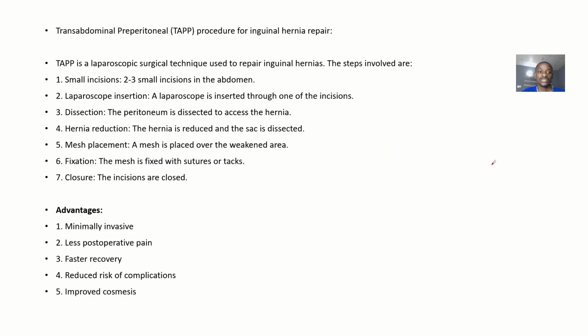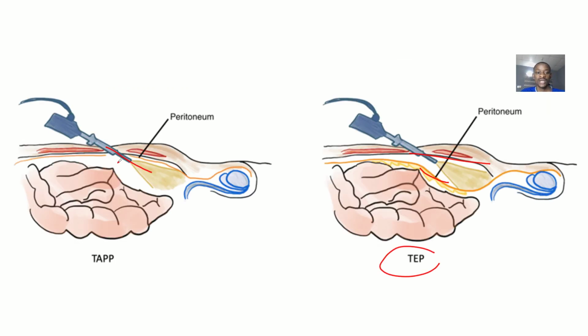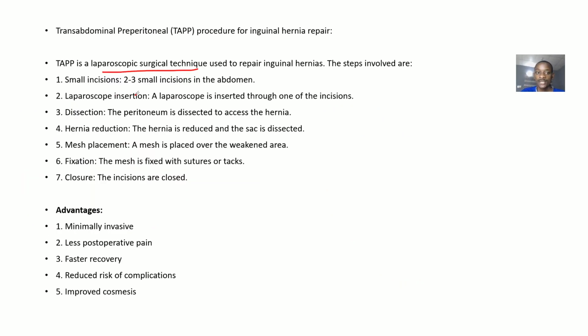So we said that the transabdominal peritoneal procedure for inguinal hernia is a laparoscopic surgical technique used to repair inguinal hernias. The steps involved include, before you can put your laparoscope in, making some small incisions. About 2 to 3 small incisions are made in the abdomen. Then a laparoscope is inserted through one of the incisions. Dissection: the peritoneum is dissected to access the hernia.